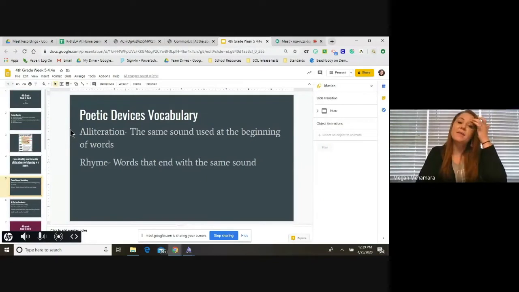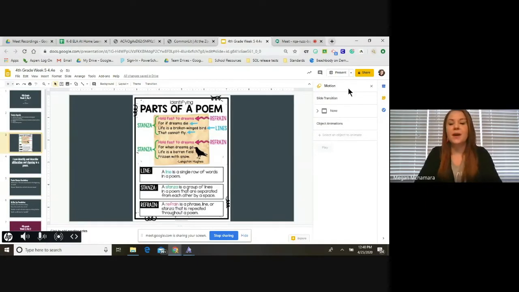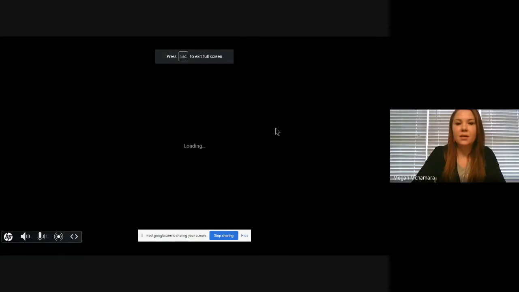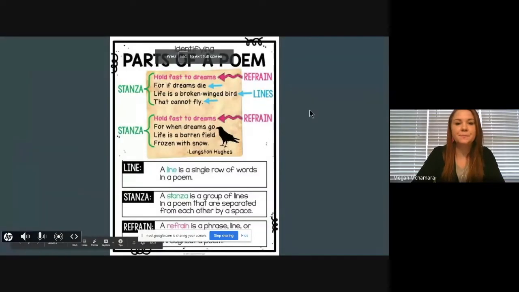Again, by the end of this, you want to be able to identify and describe both those terms. Before we read our poem, let's review our parts of a poem.